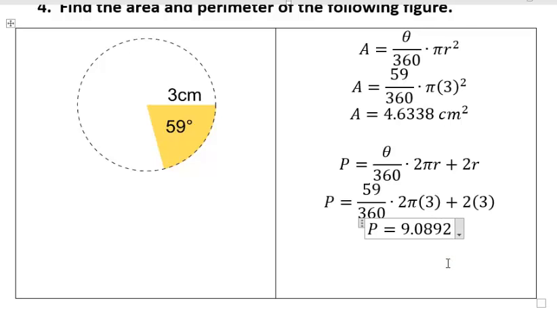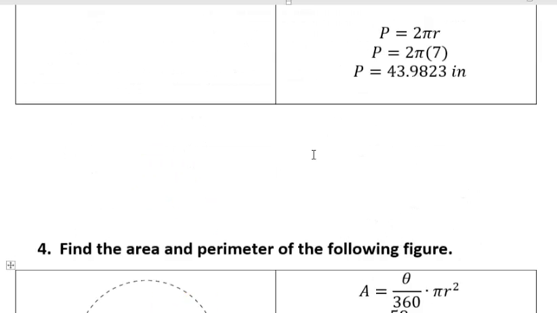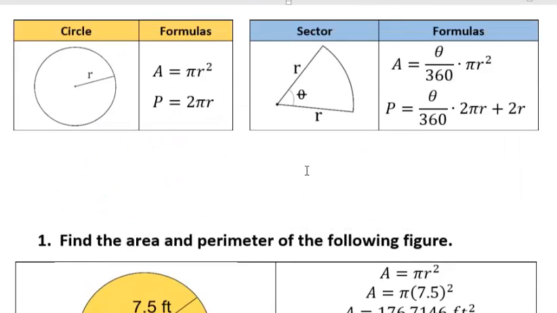The answer is 9.0892. The units are centimeters, so I'm gonna put centimeters because perimeter works with linear units. I'm not gonna put any square in here. It's normal centimeters. And that's it. That's how you find area and perimeter of sectors and circles.